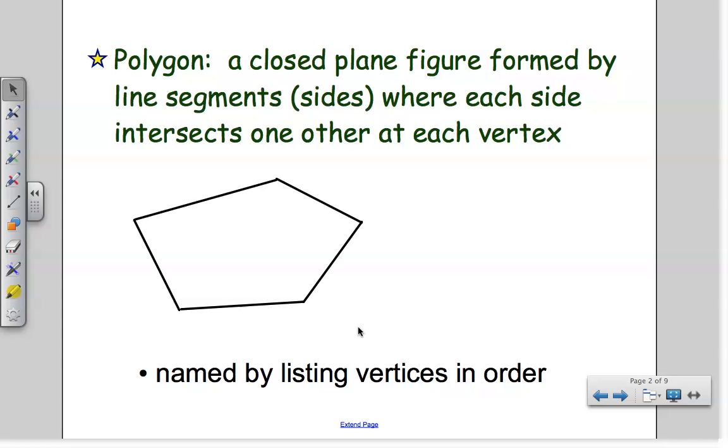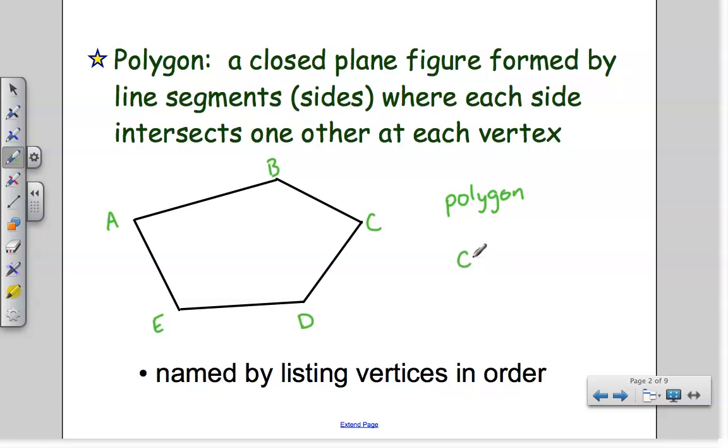To name polygons, we list the vertices in order. So we'd have to put points for all of these. And listing these in order just means going around either clockwise or counterclockwise. You can name it by the type of polygon if you want, like this is a pentagon because it has 5 sides. So I can write pentagon if I want, I can just write polygon if I want, or I can just write in any order as long as I go around in one direction.